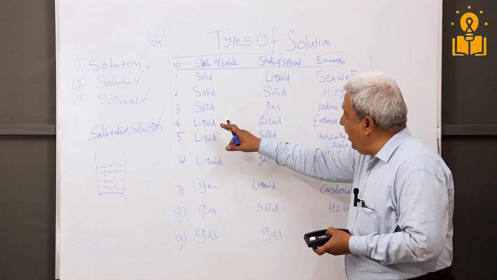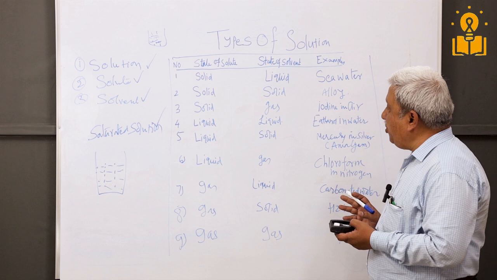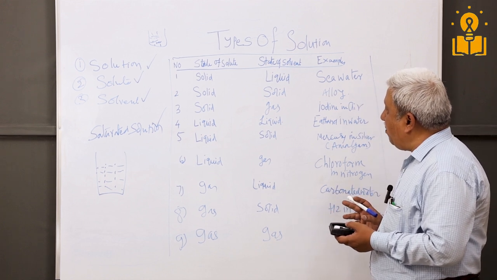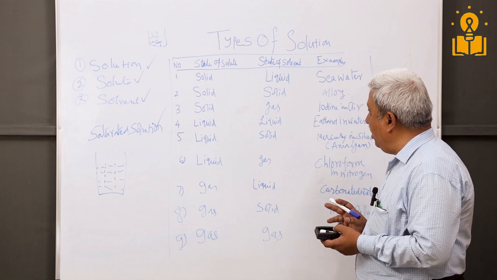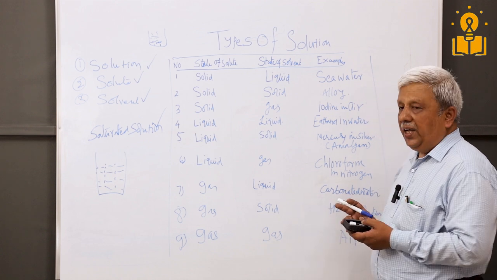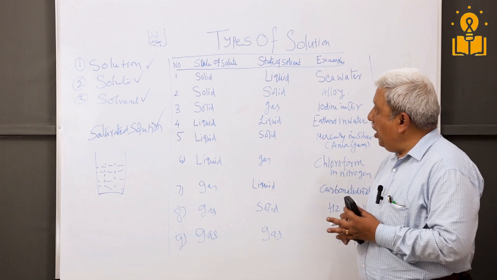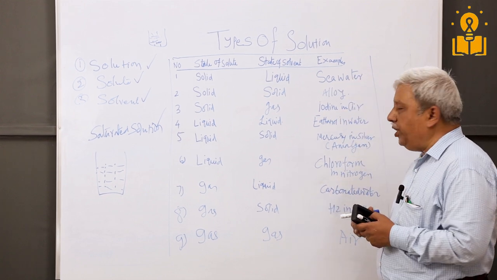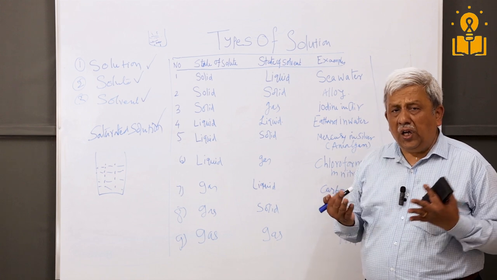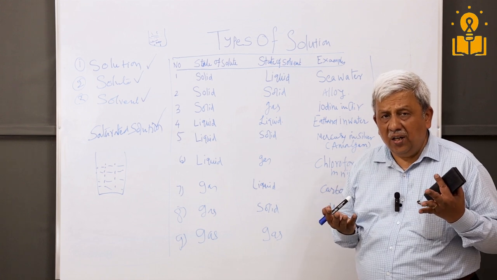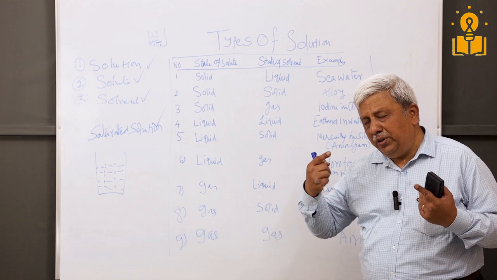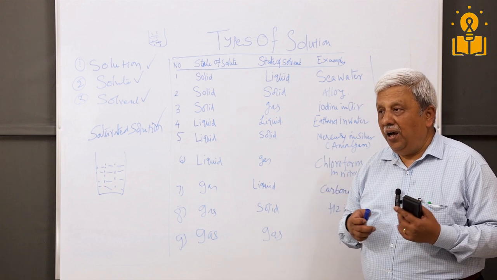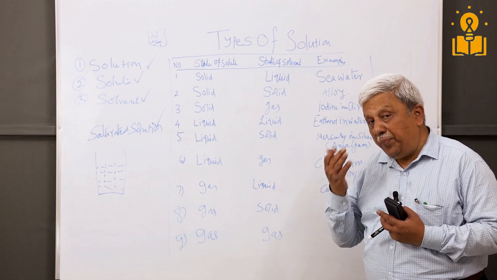Then solid in gas. In case of solid in gas, the state of the solute is solid and the state of the solvent is gas. That means here the solute is solid and the solvent is gas, that is iodine in air. How can we say? I think for this you need to go to class 9, 10, even 8. Have you heard of the word sublimation?